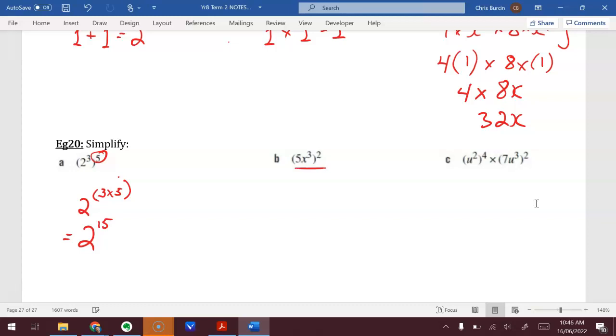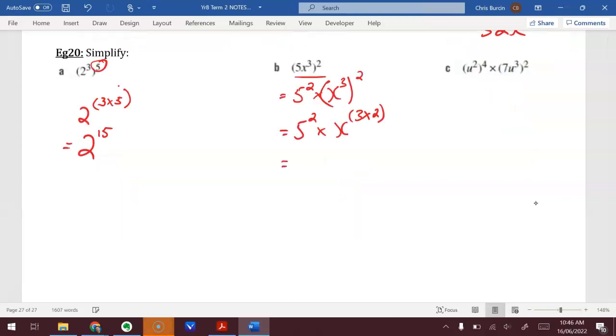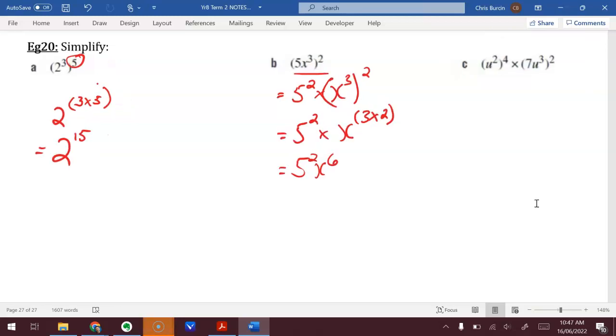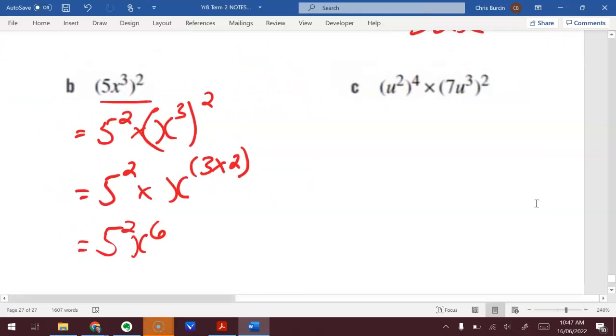So for this one, we want to spread it out, factorize it. It's the same as saying 5 squared multiplied by x cubed squared. So we'll leave 5 squared as 5 squared, and then we'll multiply that by x to the power of 3 times 2, and our final answer is 5 squared times x to the power of 3 times 2 is 6. C gets a little bit more complicated, but it's just the same idea again.